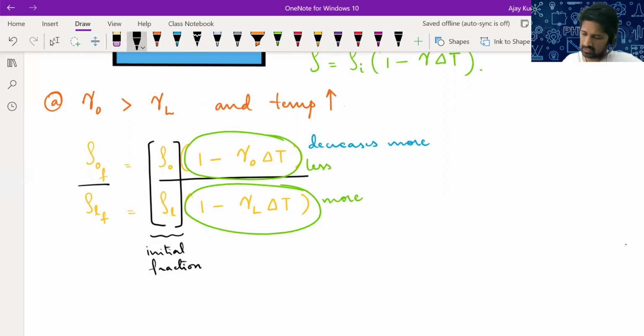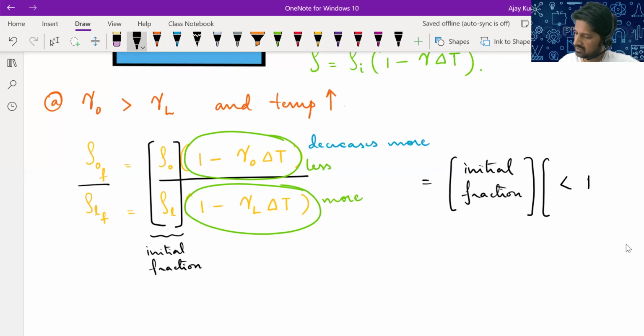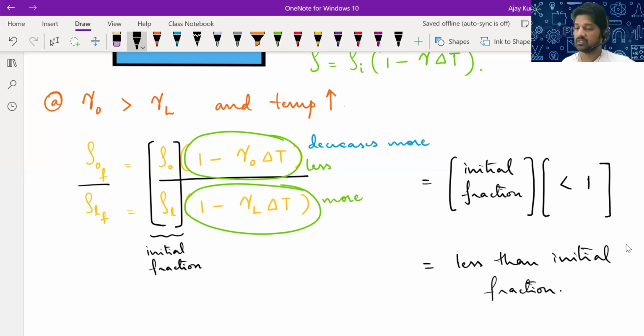So effectively, the initial fraction of volume immersed is getting multiplied with a number less than 1. And if you multiply anything with a positive number less than 1, its value decreases further. So the final answer is less than the initial fraction. Finally, the fraction of volume immersed will be less than the initial fraction. What does that mean? You will see the object relatively coming out of the liquid.